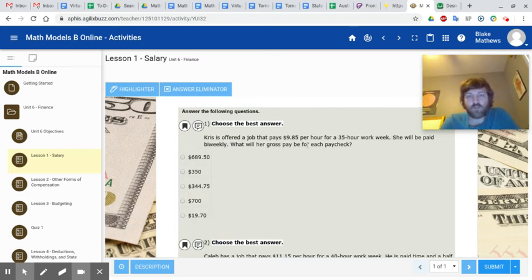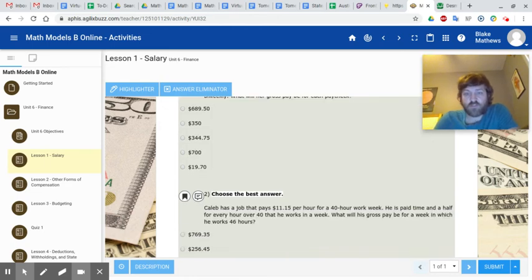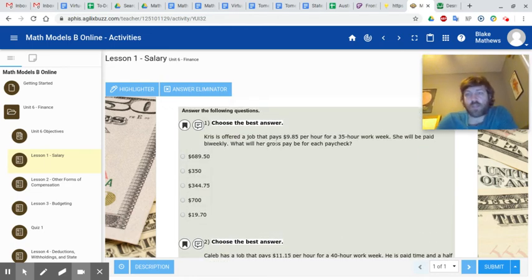So, for instance, in this first problem, we have a wage of $9.85 per hour, and it's 35 hours a week. She will be paid bi-weekly. What will her gross pay be for each paycheck? Gross pay just means before you do anything like taxes and all that stuff, which you're going to deal with later in this unit. But for now, we're just saying, what's the total amount of pay for this time period?